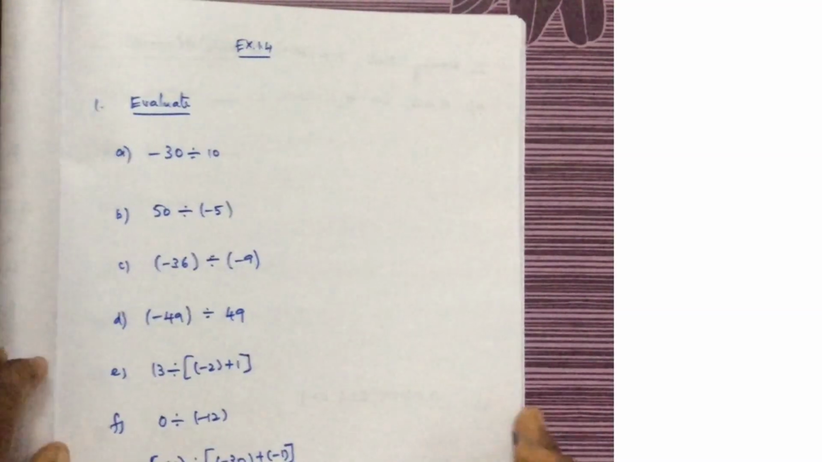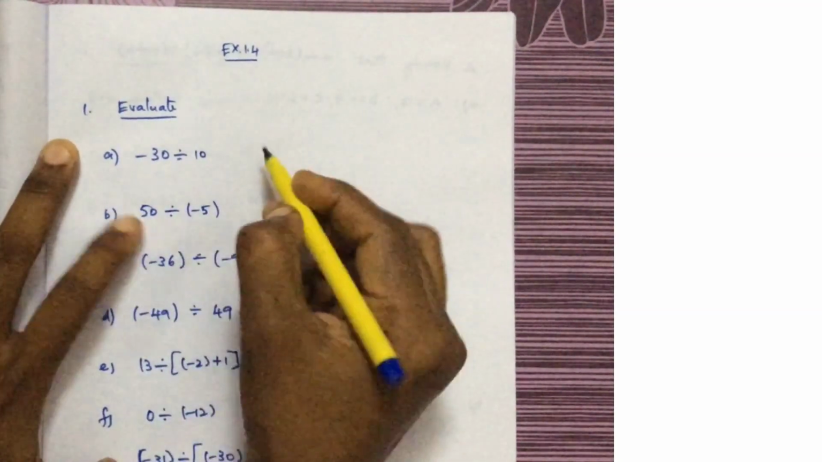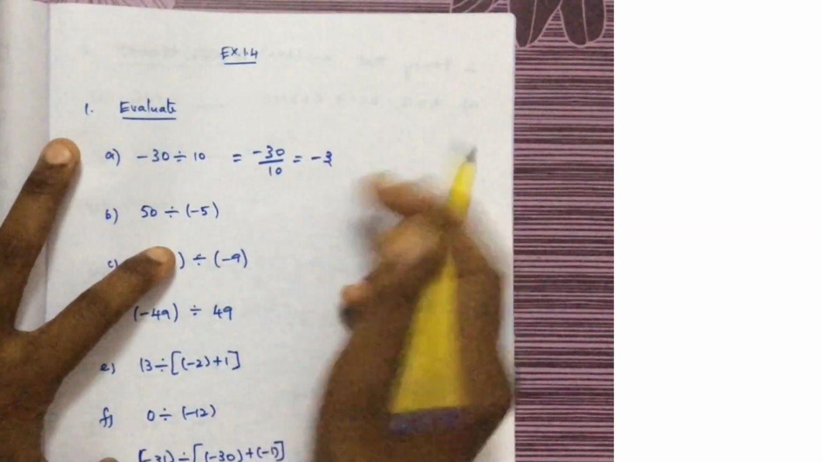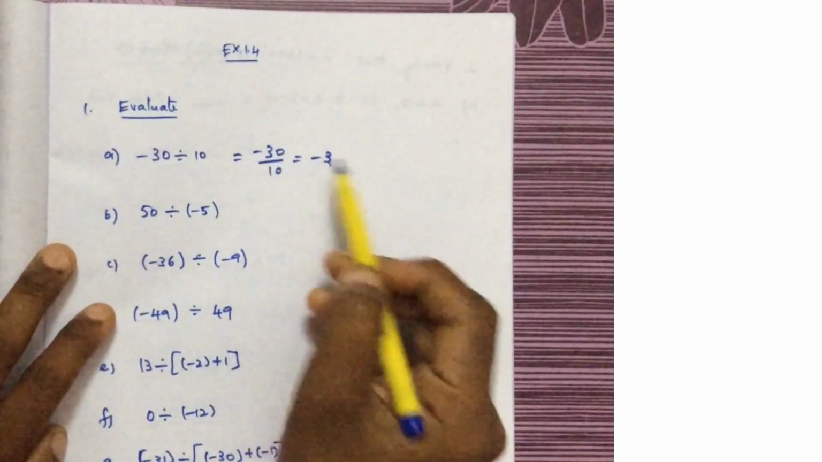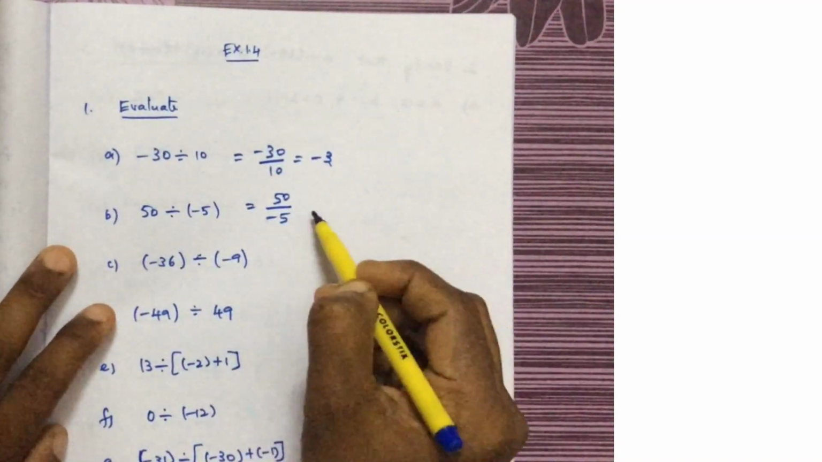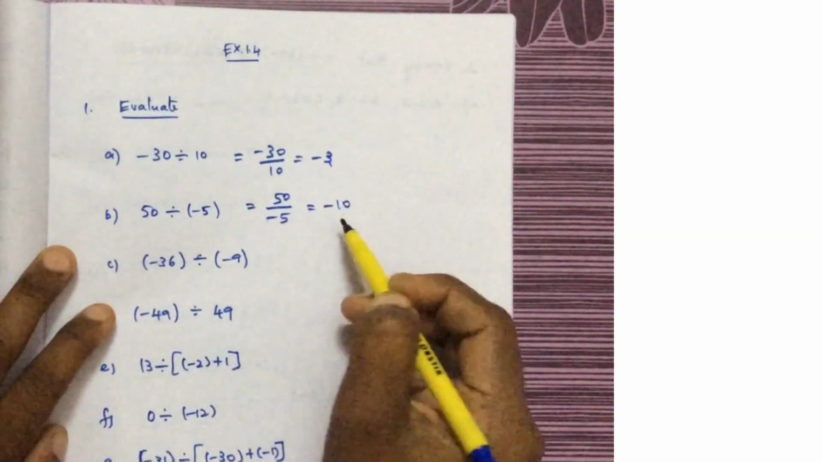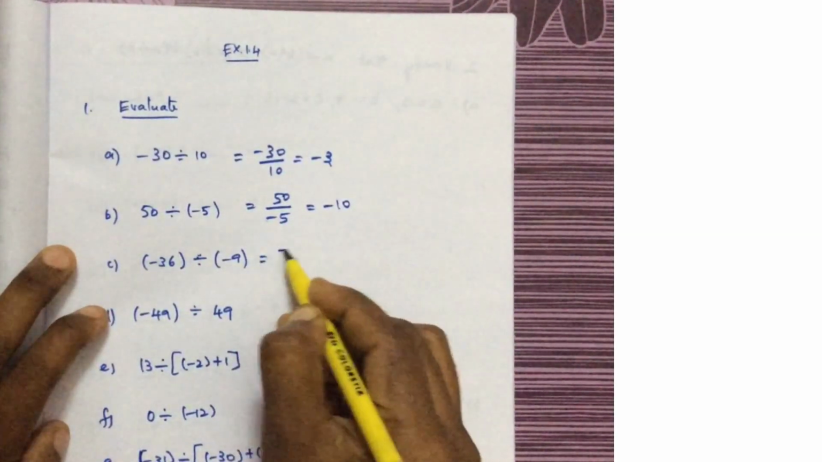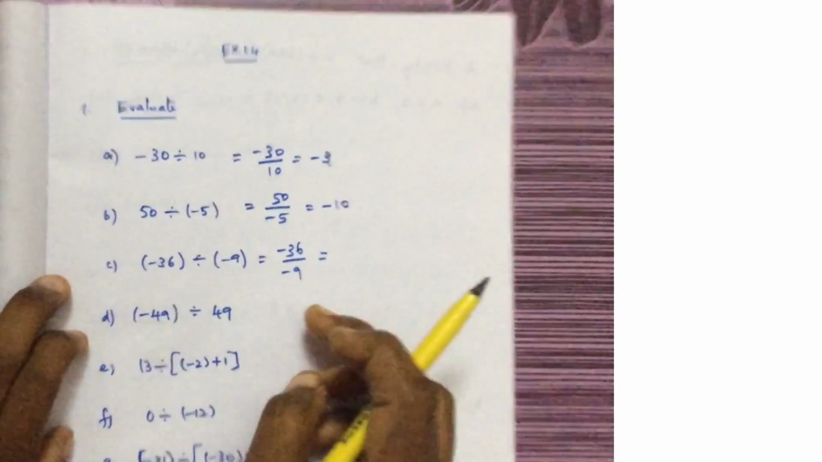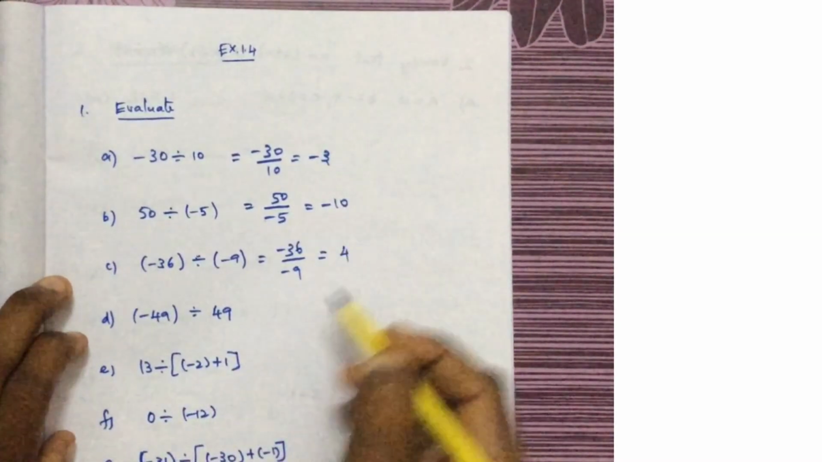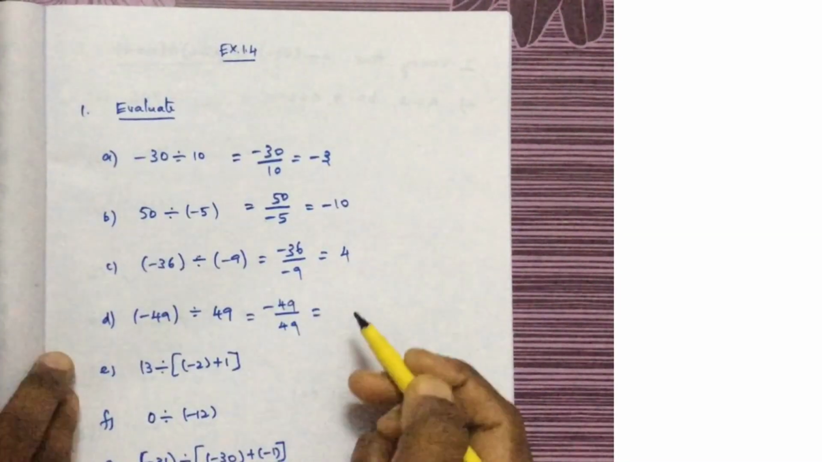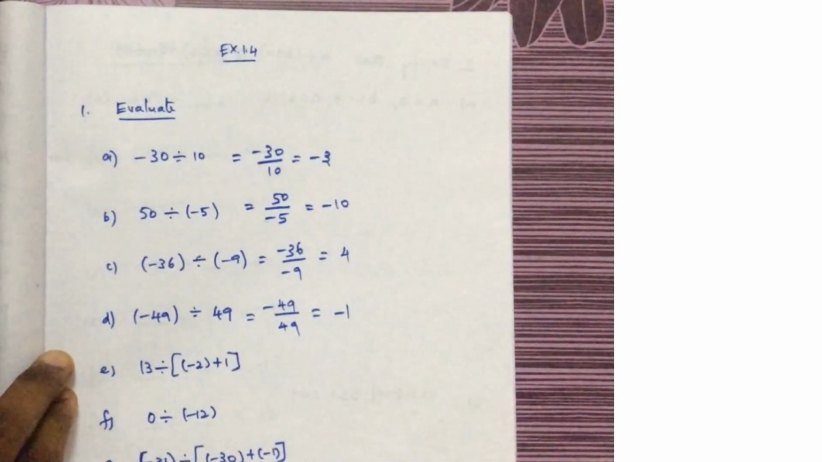Start with exercise 1.4. Minus 30 divided by 10 is minus 3. Since this is negative, the answer is also negative. Now 50 divided by minus 5 is minus 10. 5 tens are 50. Next is minus 36 divided by minus 9. Here this minus and this minus get cancelled, so the answer is 4. What is minus 49 divided by 49? That is equal to minus 1.